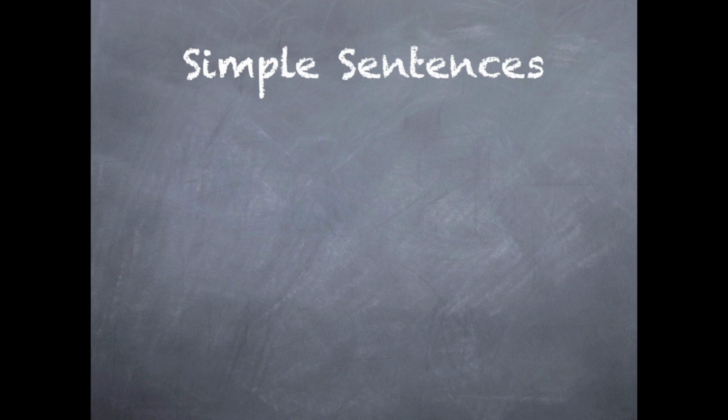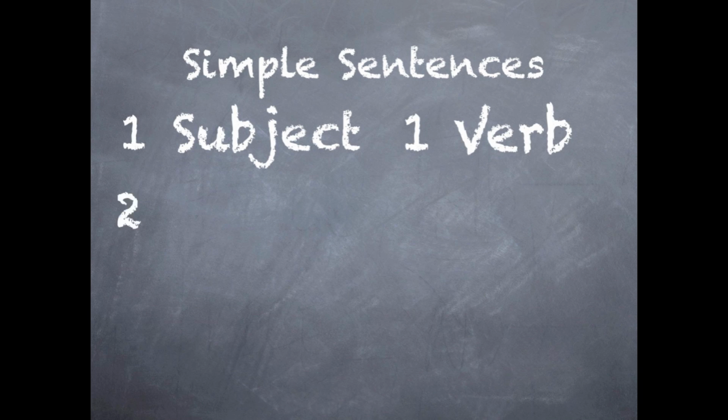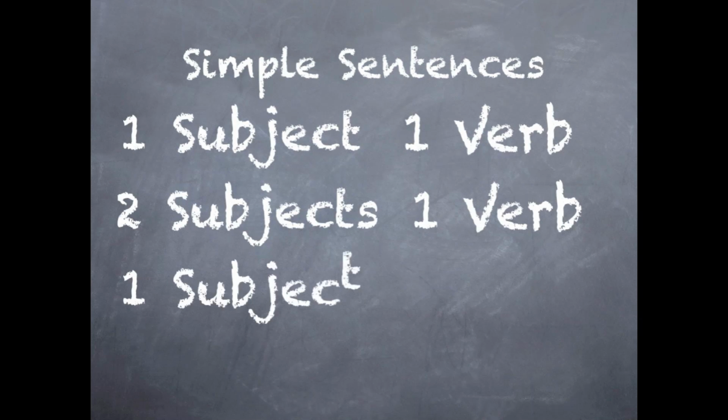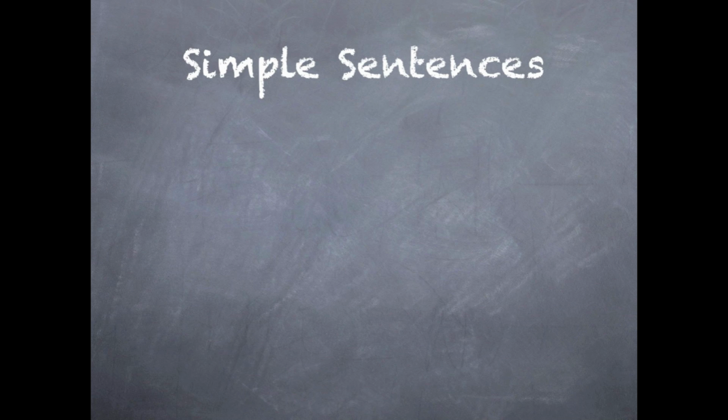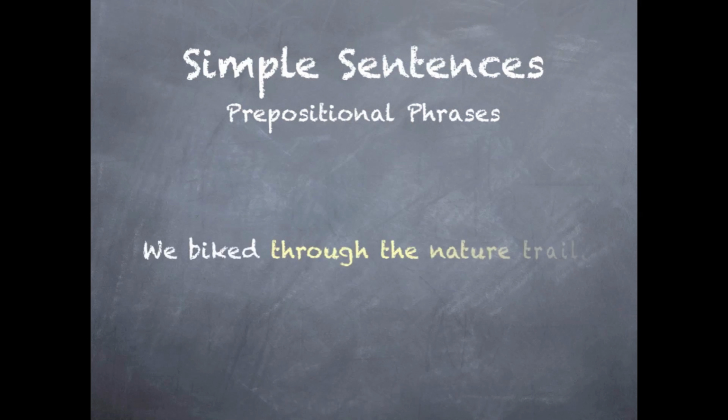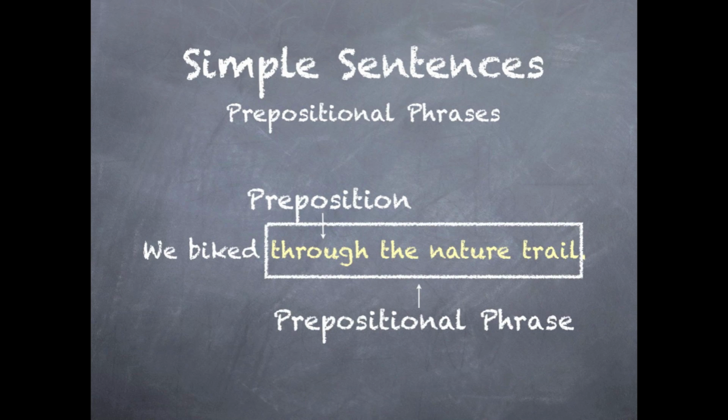You can use different combinations like one subject, one verb, or two subjects, one verb, or one subject, two verbs, or two subjects, two verbs. However, the sentence structures are not limited to these combinations. A simple sentence can also include prepositions and prepositional phrases that add description to the sentence, such as, we biked through the nature trail. Through is the preposition, and through the nature trail is the prepositional phrase.